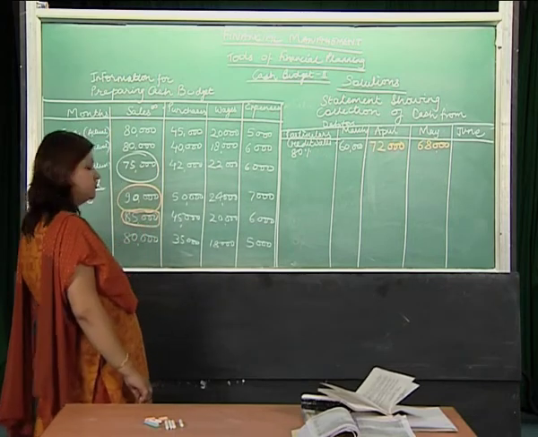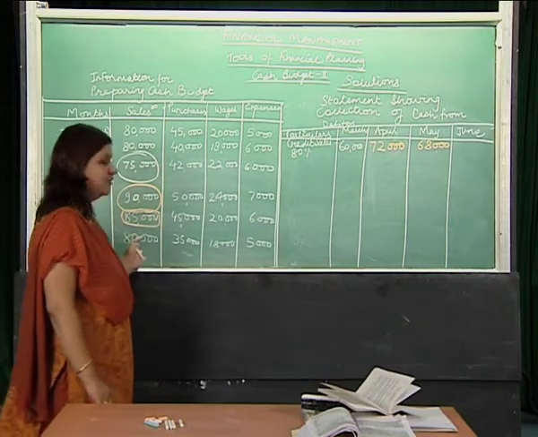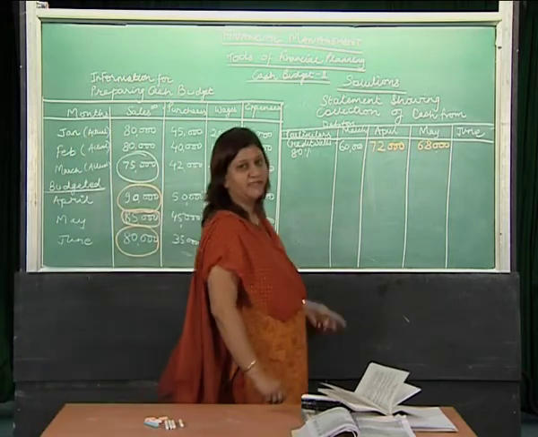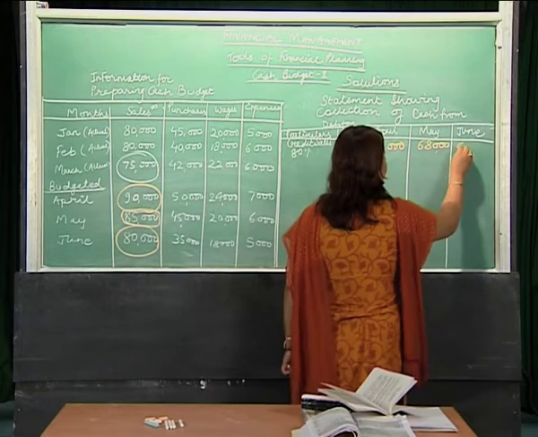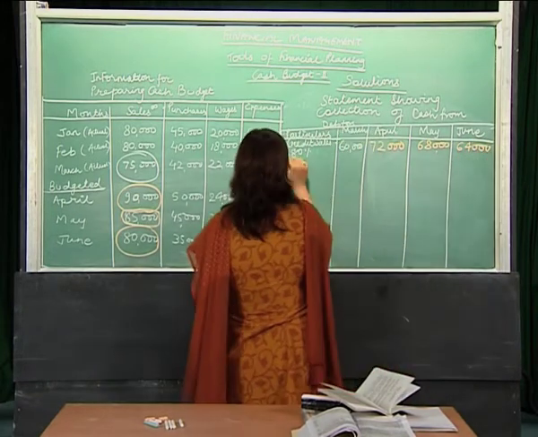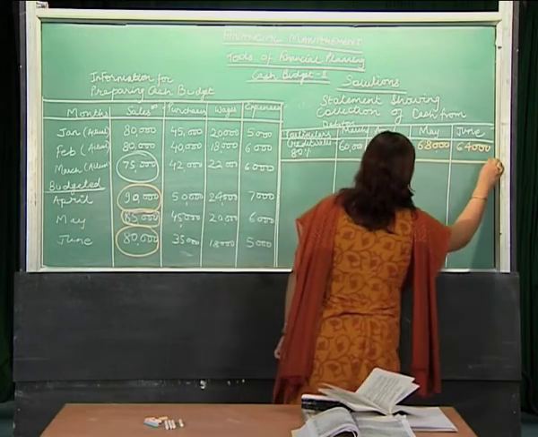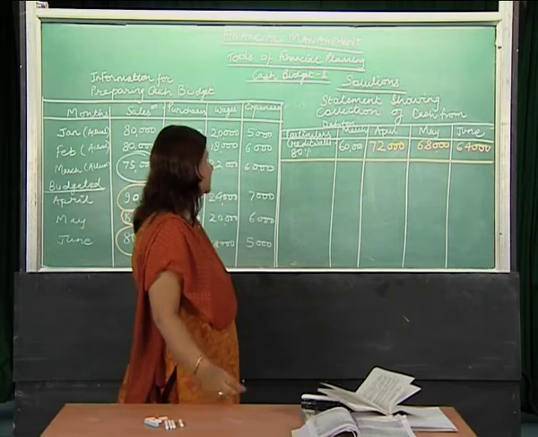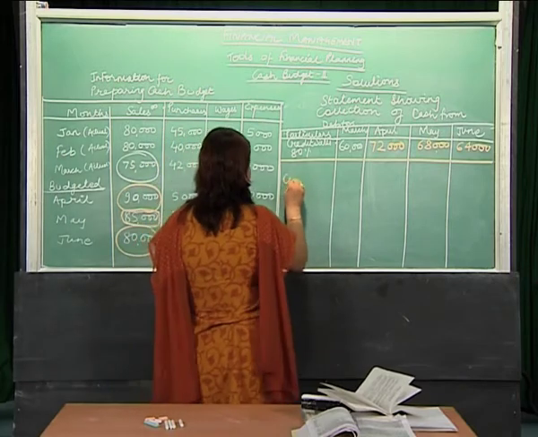Now for the month of June, it is 80,000. So 80% of 80,000 shall constitute 64,000. So this was the information relevant for getting the cash collected from the debtors. Now let's see the collection.